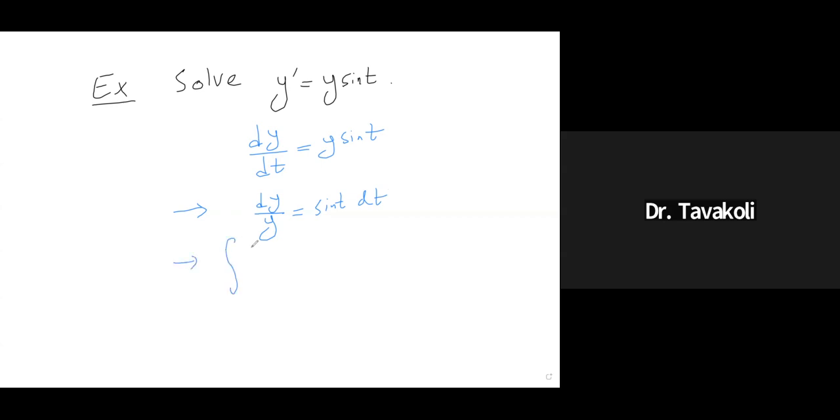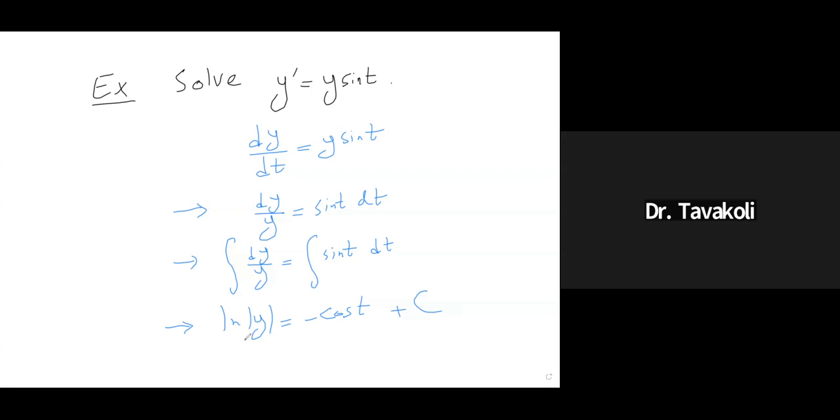The integral of dy over y is the integral of sine t dt. The integral on the left is in terms of y. Antiderivative of 1 over y is ln of absolute value of y. Antiderivative of sine of t is minus cosine of t. And at the end, plus c. So ln of y is minus cosine of t plus c.